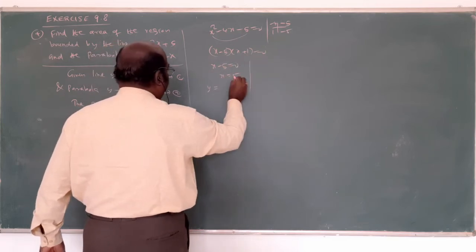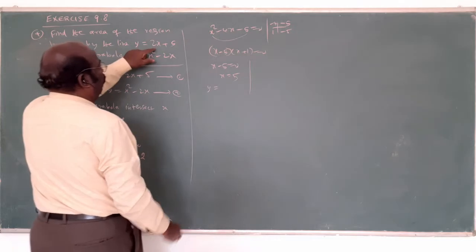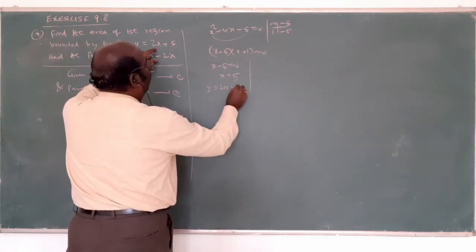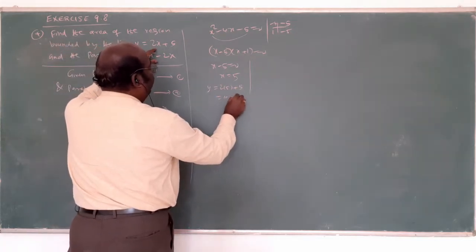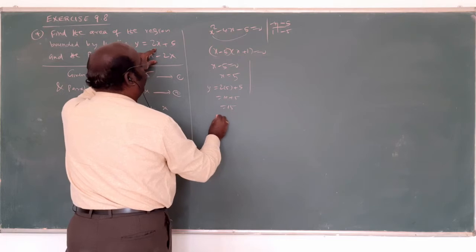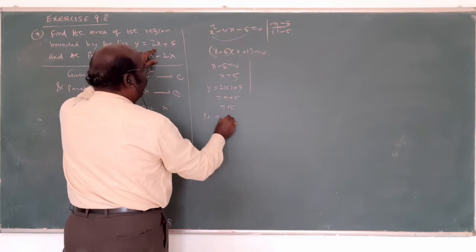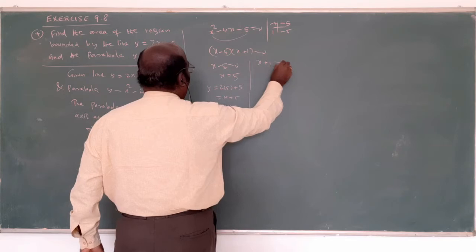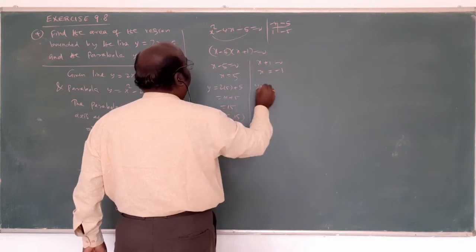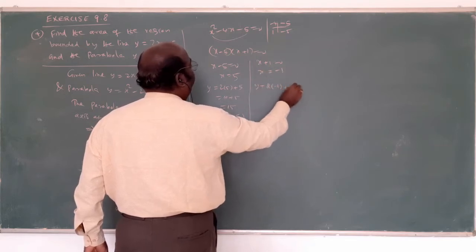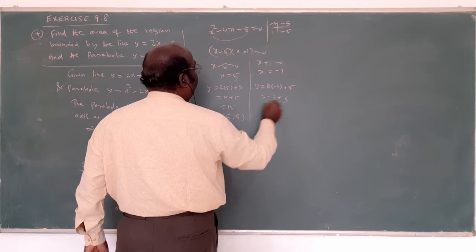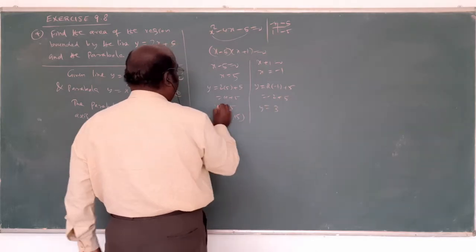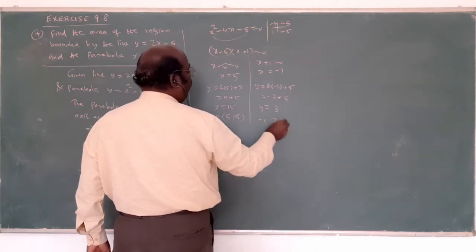Then y equal to what? y equal to 2 into 5 plus 5, that is 10 plus 5, that is 15. The point is 5 comma 15. Similarly, x plus 1 equal to 0, x equal to minus 1. y equal to what? 2 into minus 1 plus 5, that is minus 2 plus 5, that is 3. Am I right? Therefore, the point is minus 1, 3.